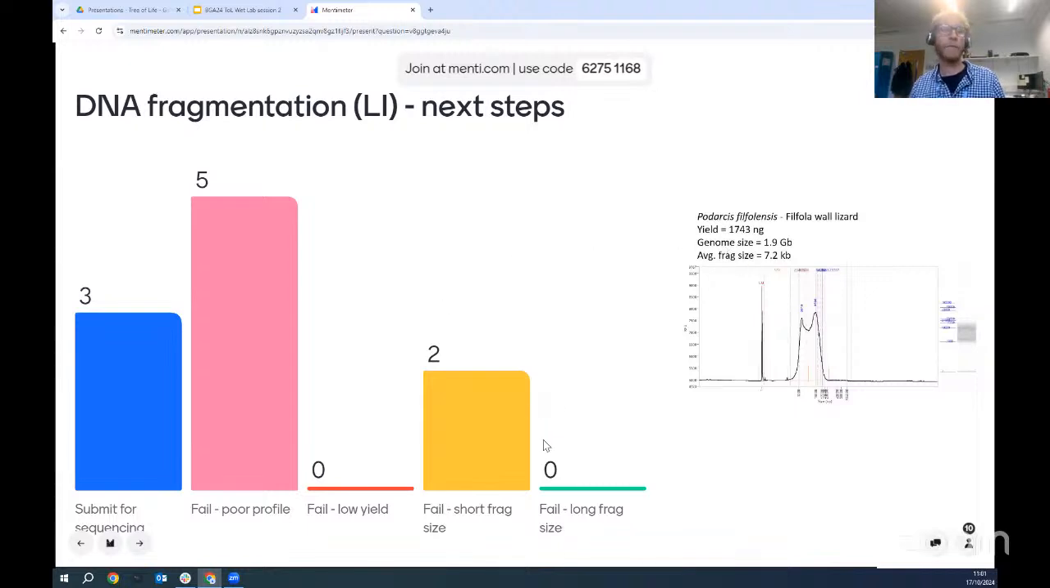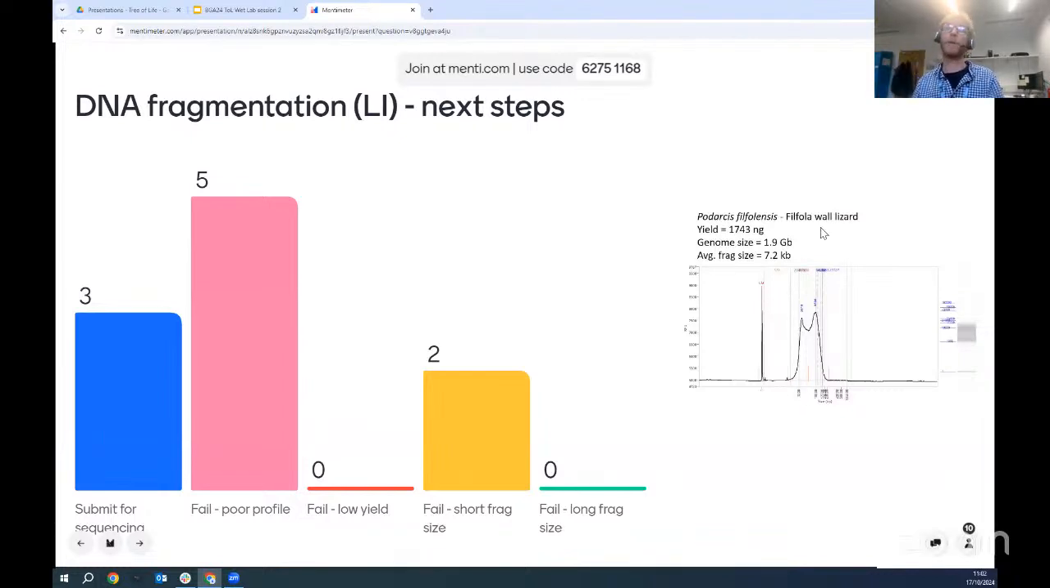And then again, we have a couple of people saying short fragment size, and you're right. For low input, our average fragment size is 7.2, and that is too short for low input sequencing. However, knowing that we can do a modified spry to get rid of the smaller fragments of DNA, that will push our average fragment size back towards the 12 kb range that we're after for low input sequencing. So having this extra information, our team decided to submit this for sequencing after requesting a modified spry.